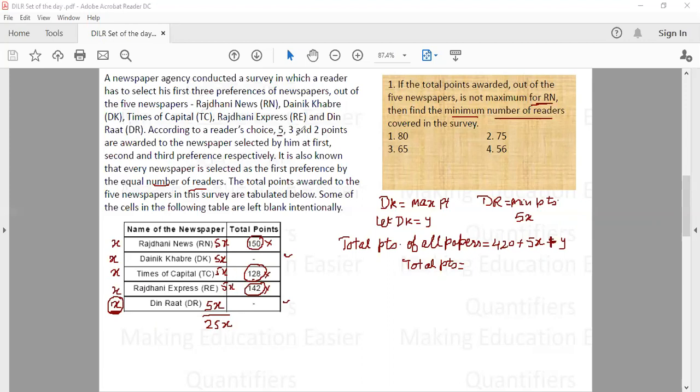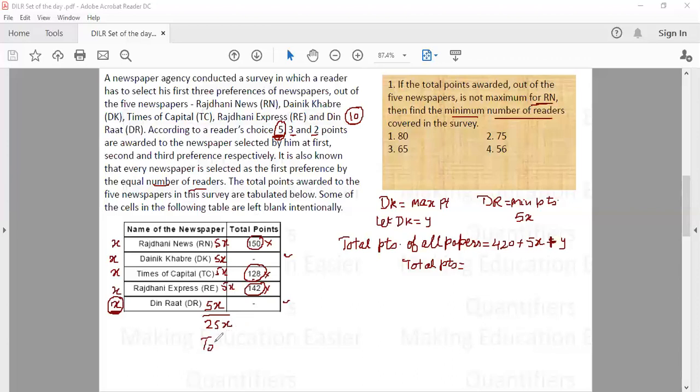But since the readers can give 5, 3 and 2 points, the first preference has 5 points. The total that a reader can give is 5 plus 3 plus 2, 10 points, right? And out of these 10 points, 5 points are for the first preference. That means half the number of points that a reader can give comes from the first preference. So this 25x, which are the points from the first preference, is half the total number of points.